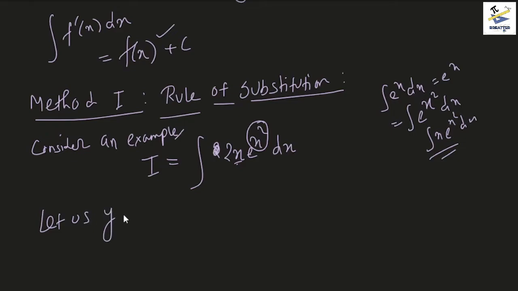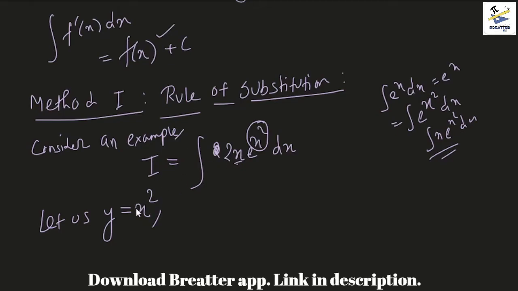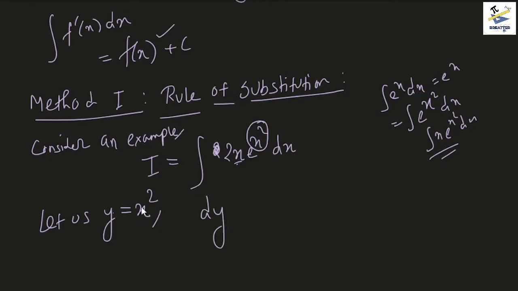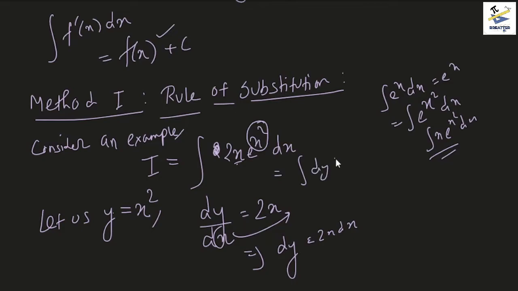Let us introduce a new variable y, which equals x square, right? Now only y equals x square would not give you an answer, because you cannot just substitute it as y. That is why we differentiate both sides to find dy by dx. Differentiating y in terms of x, we find 2x, then take this dx to the other side to find dy equals 2x dx, right? And then you can see that this integral is basically the integral of e to the power y dy, which is just e to the power y plus c, or e to the power x square plus c.